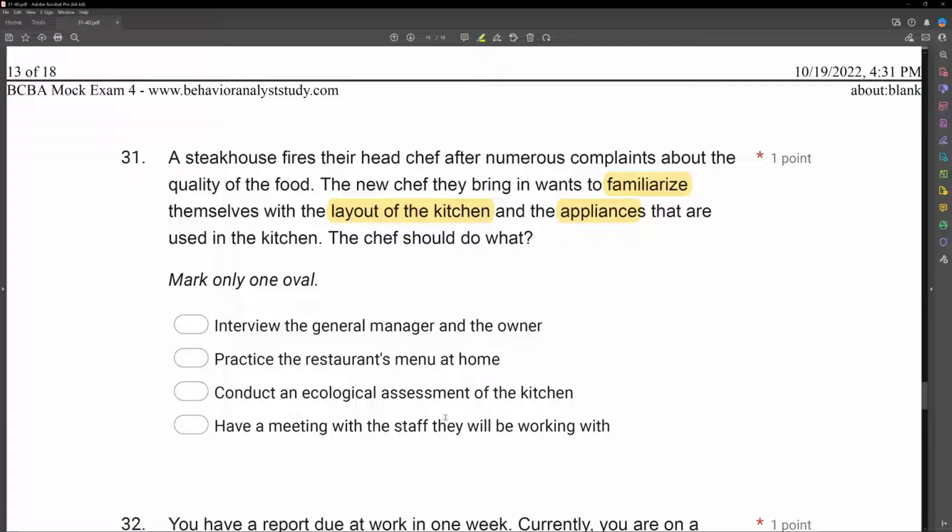And then D, have a meeting with the staff they will be working with. He should do that at some point, right? As a supervisor, you need to meet with the staff, set goals, performance monitor, that kind of thing. But that's not what we're talking about here. What we're talking about here is looking at the environment, looking at his kitchen. And in order to do that, the chef should conduct an ecological assessment.